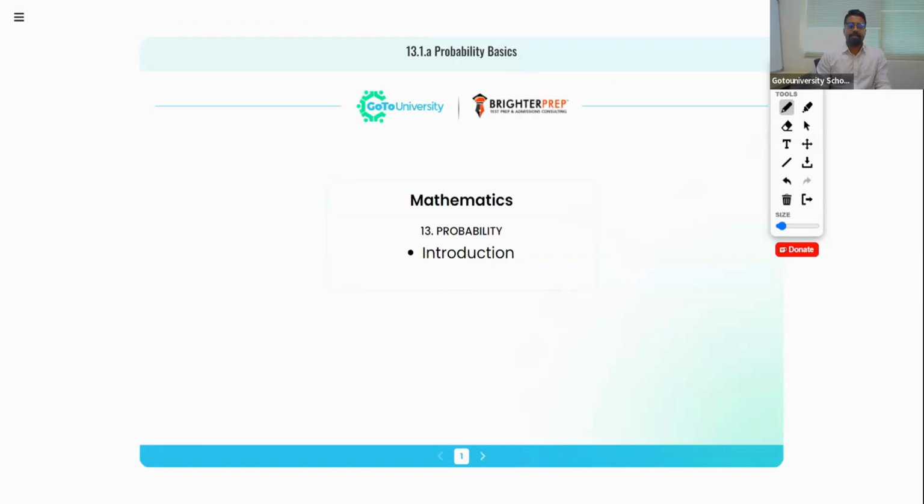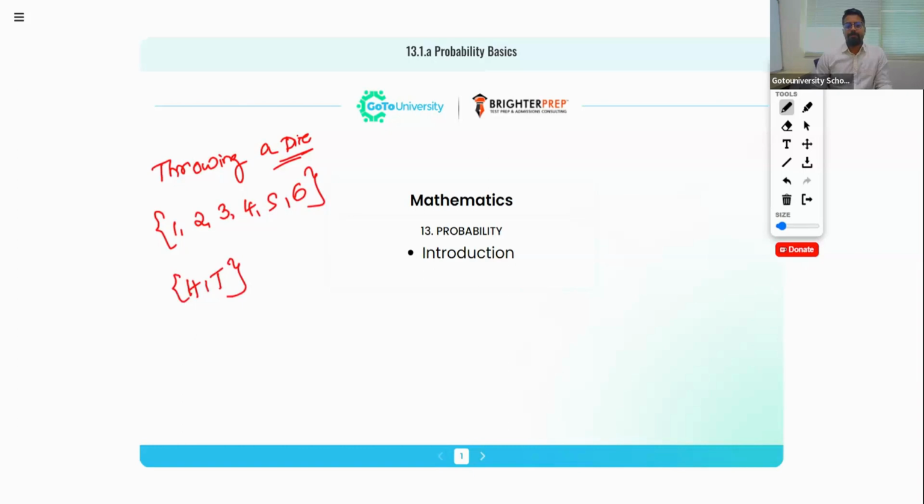Similarly, any other example? Throwing a die. When you throw a die, what are the outcomes we have? We get either 1 or 2 or 3 or 4 or 5 or 6. That is the set of all possible outcomes. When you toss a coin, we have head and then tail. That is the set of all possible outcomes. Like this, for every random experiment, I can discuss and tell the possible outcomes.